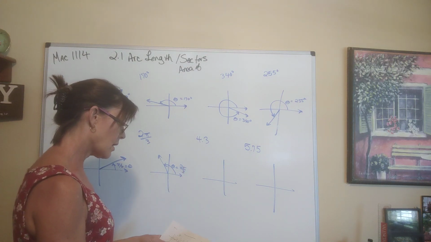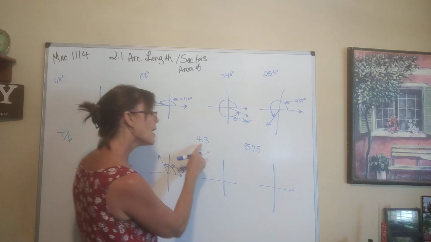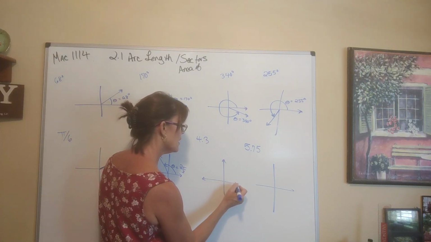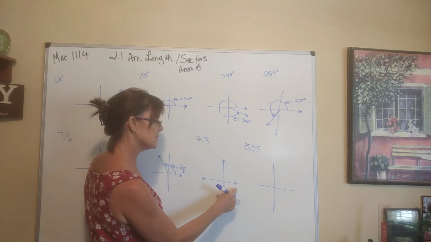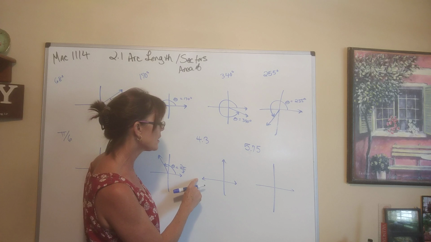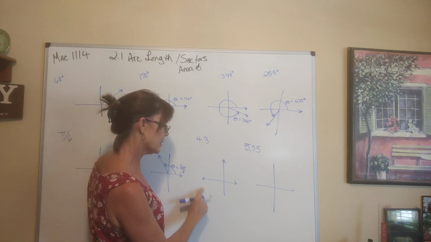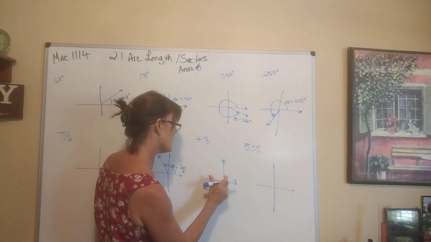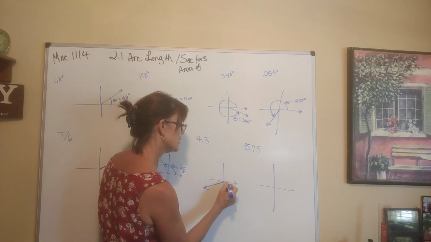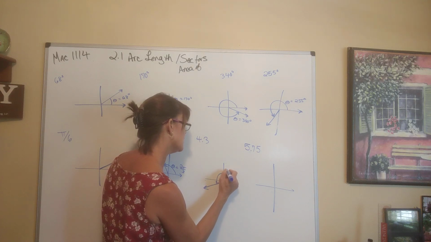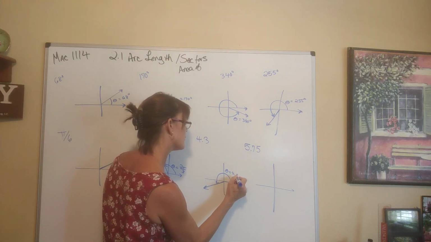What about 4.3? Okay, let me think about this. This doesn't have a pi in it, but I know that this is 0, this is pi over 2, this is pi, and pi is about 3.14. So it's going to be a little bit bigger than 3.14. It's maybe right here. Here's my initial side, and here's my terminal side. This is what theta is going to equal, 4.3.